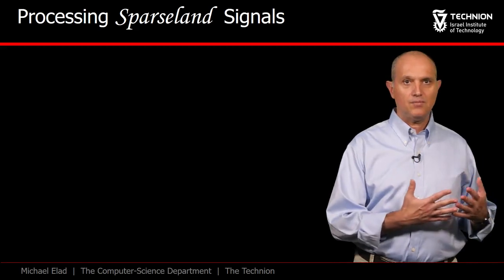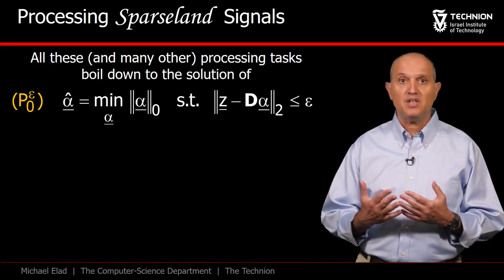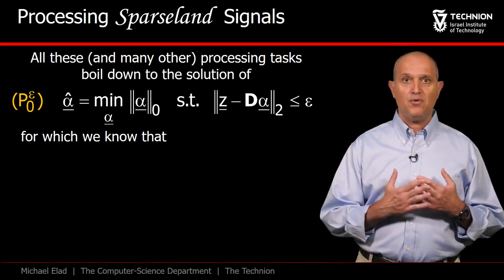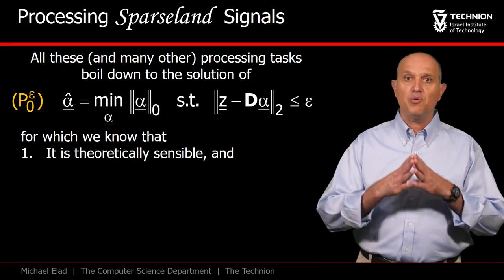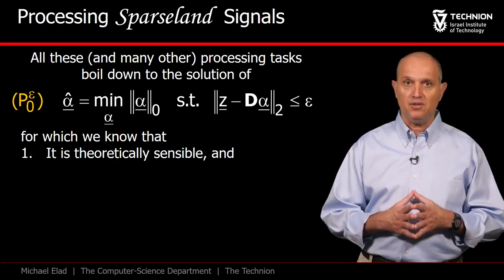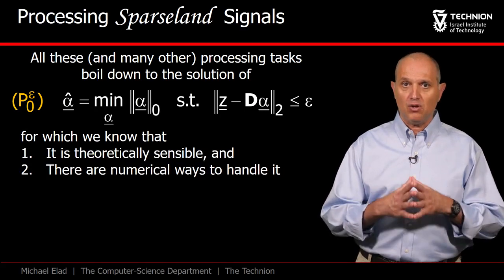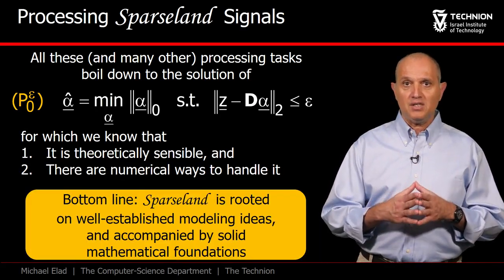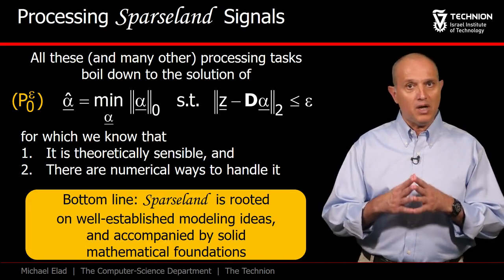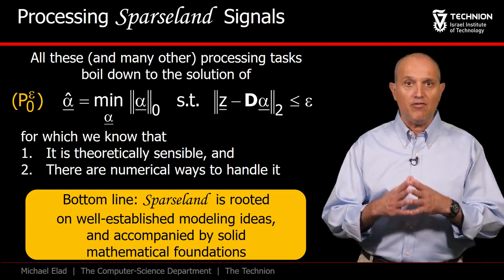In all the tasks that we described, and in many others, it is P0 epsilon that stands at the center. For this optimization problem, we know two key things. First, it is theoretically well-founded and well-behaved. And secondly, practical and effective numerical methods for solving it are available. Thus, the bottom line is that the SparseLand model and prior are well-founded and well-equipped, paving our way to real-life applications.